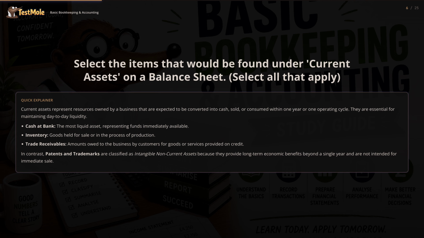Cash at bank, the most liquid asset, representing funds immediately available. Inventory, goods held for sale or in the process of production. Trade receivables, amounts owed to the business by customers for goods or services provided on credit. In contrast, patents and trademarks are classified as intangible non-current assets because they provide long-term economic benefits beyond a single year and are not intended for immediate sale.